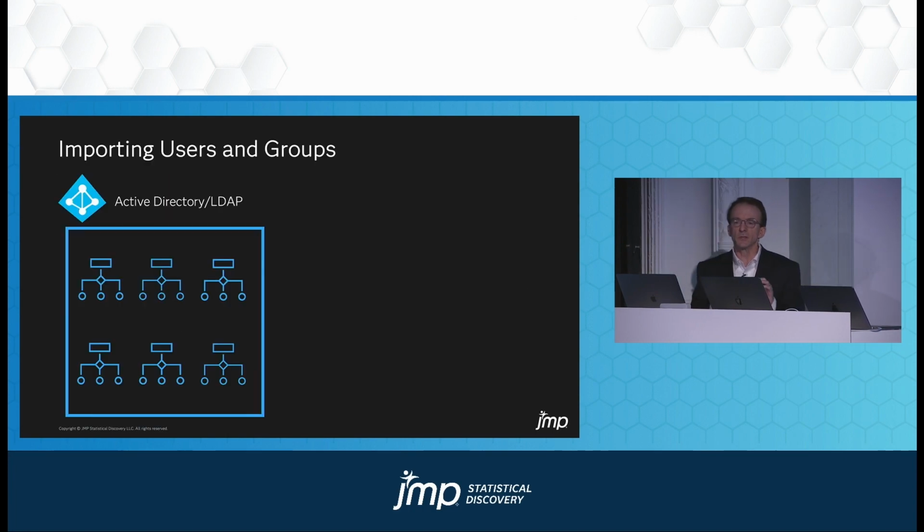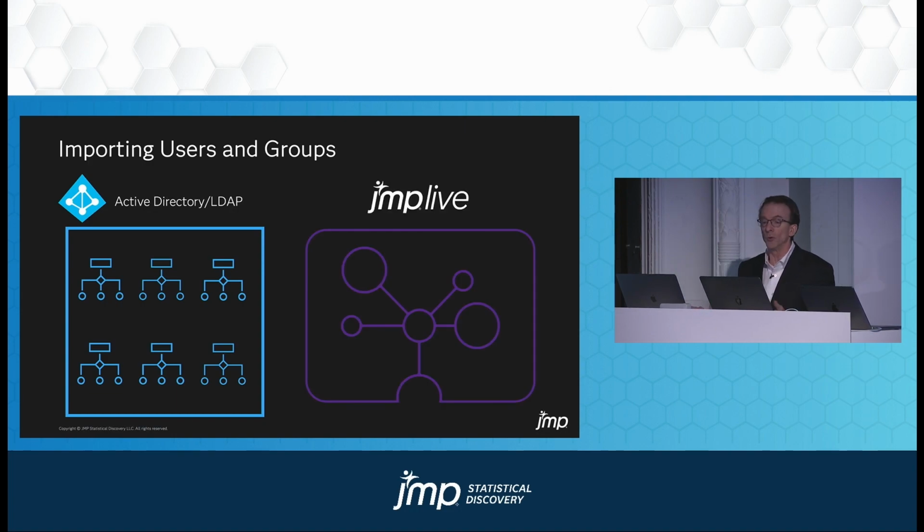I can pretty much guarantee you that back at your company, somewhere in your IT, there's an Active Directory or an LDAP server that knows about every person in your company, and it groups them into divisions and departments and other ad hoc groupings of people that your IT department uses to give people access to different services that IT provides. Wouldn't it be great if we could just take that same organization into JMP Live? Well, it turns out in JMP Live 18, we've built that pipe.